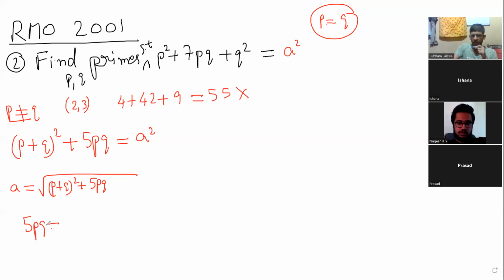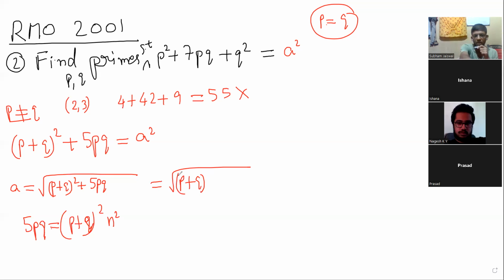Okay, so you're saying that this 5PQ, let's see. So you're saying that this 5PQ is P plus Q whole square times another perfect square. Yeah. No, that is wrong. Only then it will be a perfect square, right? Then the sum. No. So see, let's assume that that happens. Let's assume that 5PQ is like this. In that case, in fact, it will not be a perfect square, right?